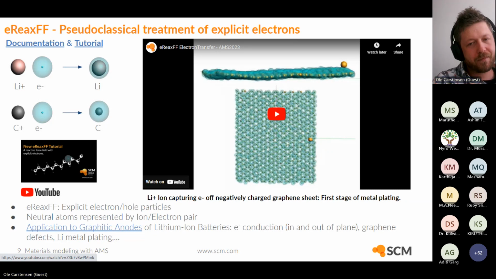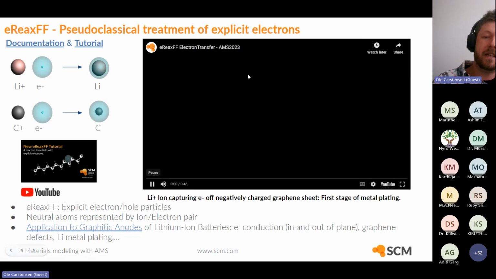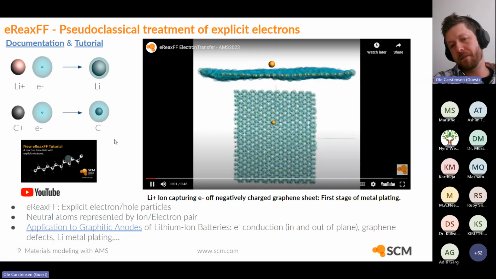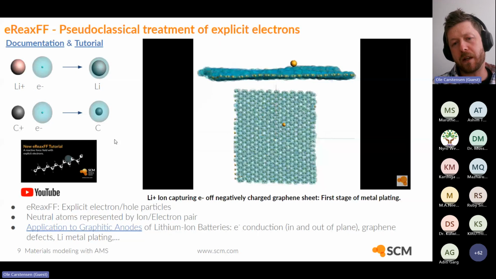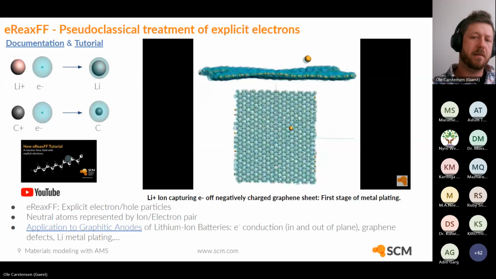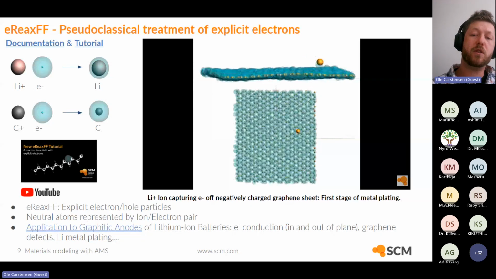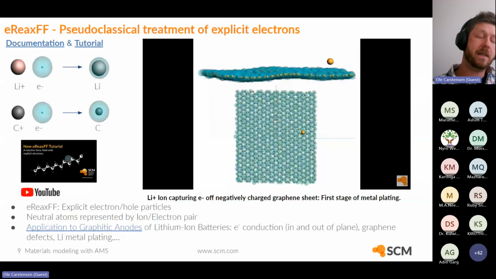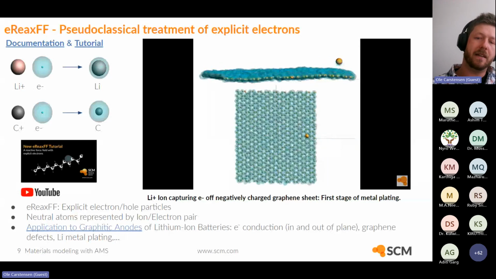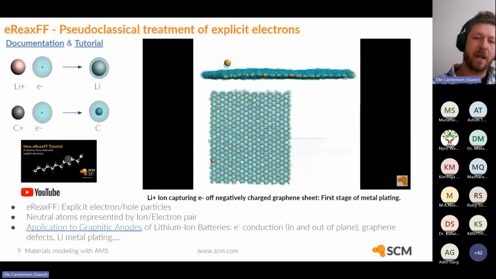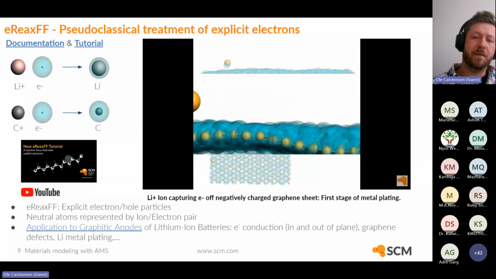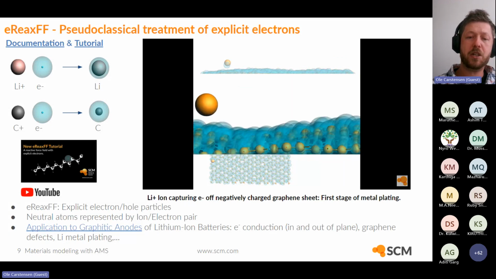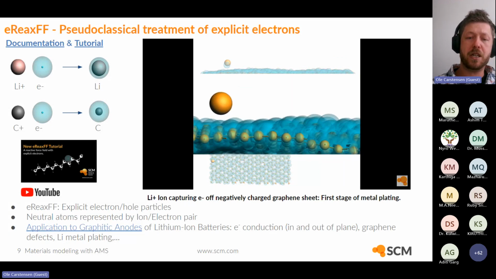And this eReaxFF trajectory is something that we can now have a look at in this animation here. So this is now one of many different eReaxFF trajectories that you can run with this force field, and that has been run. This is just one of the examples that we have on our website. This is a negatively charged graphene sheet and a lithium cation.